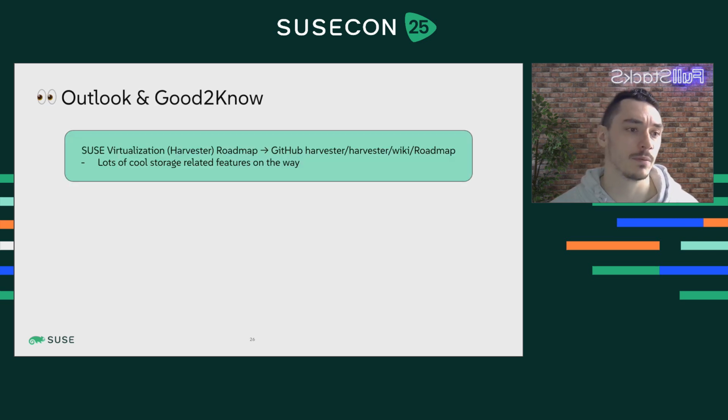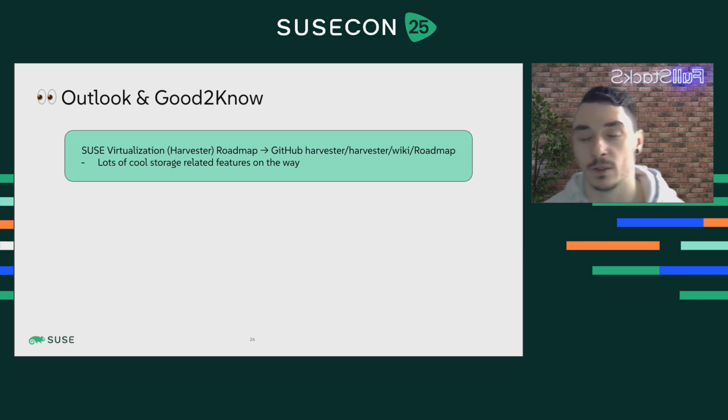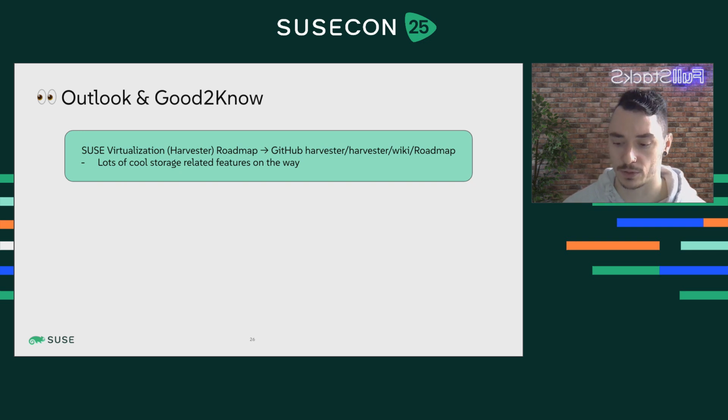Now, I'm going to leave you with a little outlook and some things that are good to know. First and foremost, I want to highlight that the SUSE Virtualization roadmap is publicly available at their GitHub repository, which is a great source of information. So definitely have a look into that. You can also see, for example, the progress of their currently anticipated milestones and open issues. This is actively maintained and gives you a good feeling of where the project stands and where it's going.